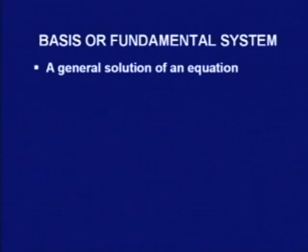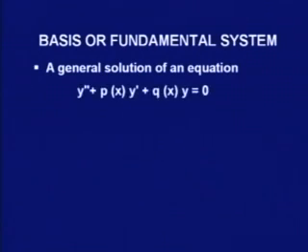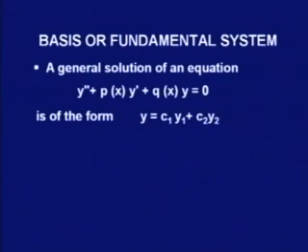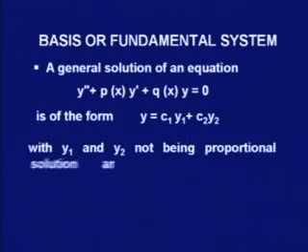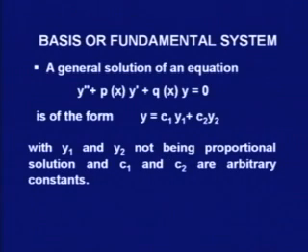A general solution of an equation y'' + p(x) y' + q(x) y = 0 is of the form C1 y1 + C2 y2, with y1 and y2 not being proportional solutions, and C1 and C2 are arbitrary constants. Because we have got the problem when y1 and y2 have a constant ratio, that we call proportional. So, let us just define this proportional solution.